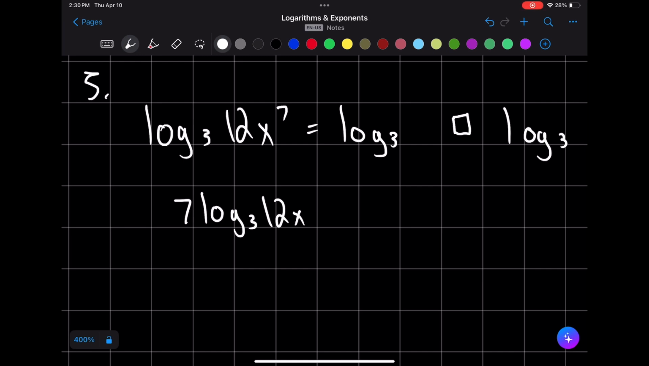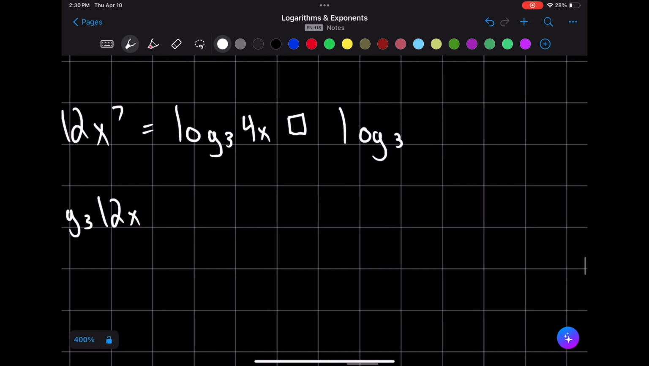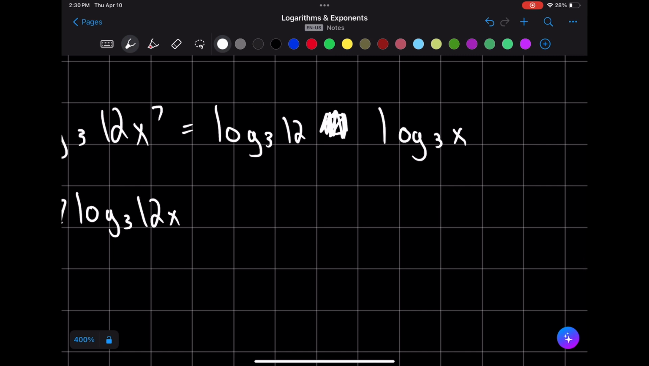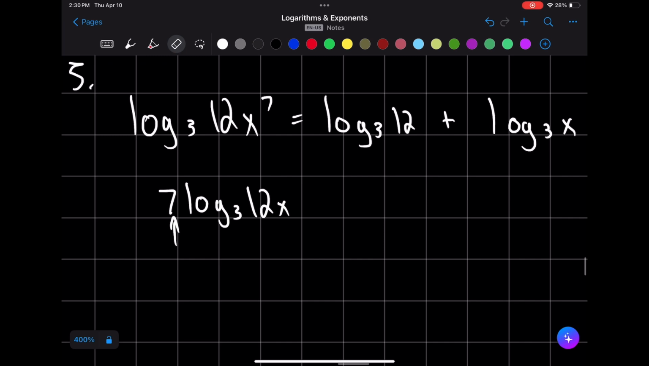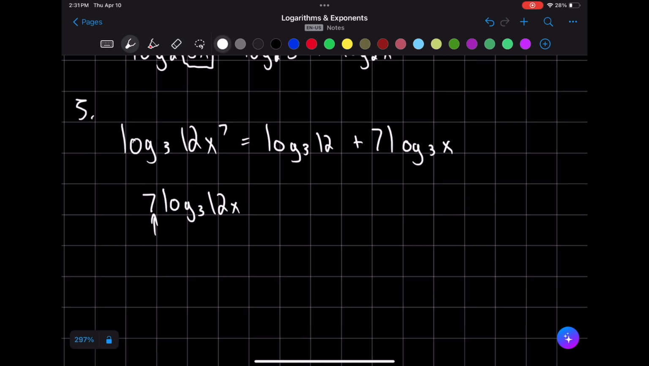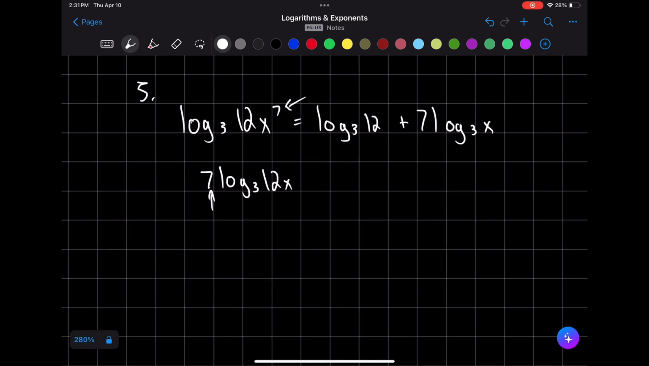So what two numbers multiply together to give us 12x? You could do 12 and x, or you could do 4x and 3. It doesn't really matter. I don't really know why they have you do this. You'd never do this really, but for sake of simplicity, let's just do 12 and x. And then they're multiplying, so this is a plus. And then we still have to worry about this 7 right here. What you do with that 7 is you just throw it on one of them. It doesn't matter which one. You just have to put it on one of them, not both, just one. So that's how you would do it if you had an exponent right here.